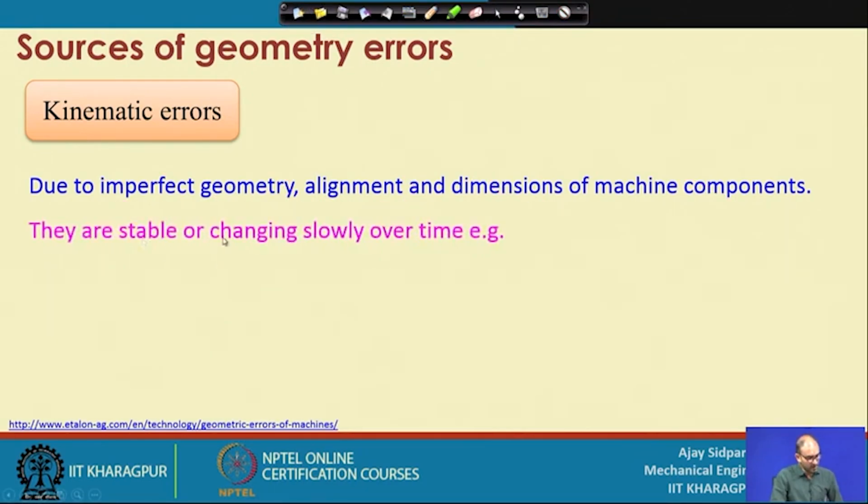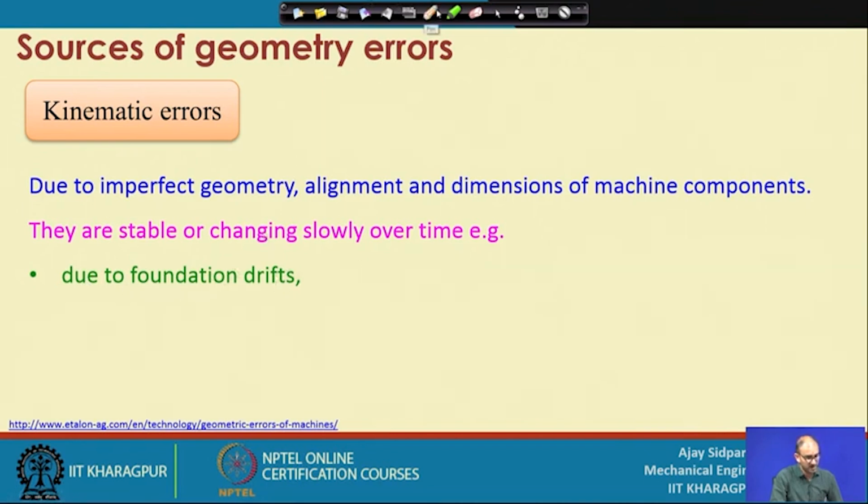So, they are stable or changing slowly over time. Now, whatever these kinematic errors are there, sometimes initially you are not getting those things, and they are stable also, but as time passes, you are doing machining with a different parameter setting, sometimes the forces are also very high. At that time, over time this will start playing an important role. That is because of the foundation drift.